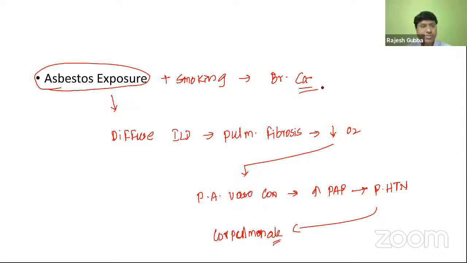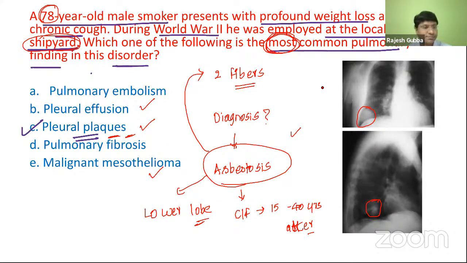So that was the story about asbestosis, an occupational lung disease. What all manifestations can be seen in the lung? Pleural effusion can be seen. Plaques can be seen. Malignant mesothelioma also can be seen. But what is the most common? The most common is the development of pleural plaques. Right. Now we will move on to the next question.